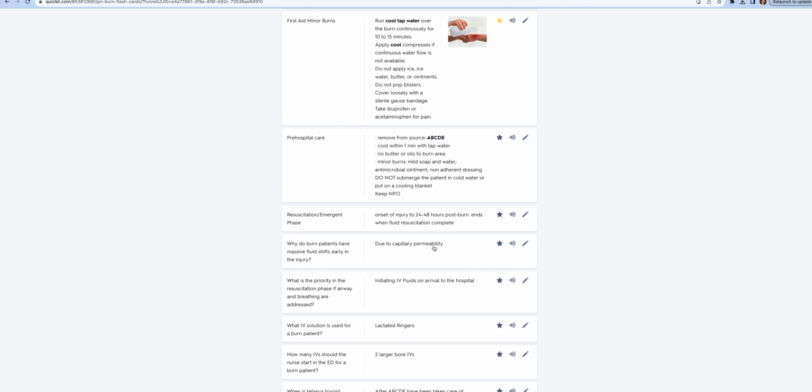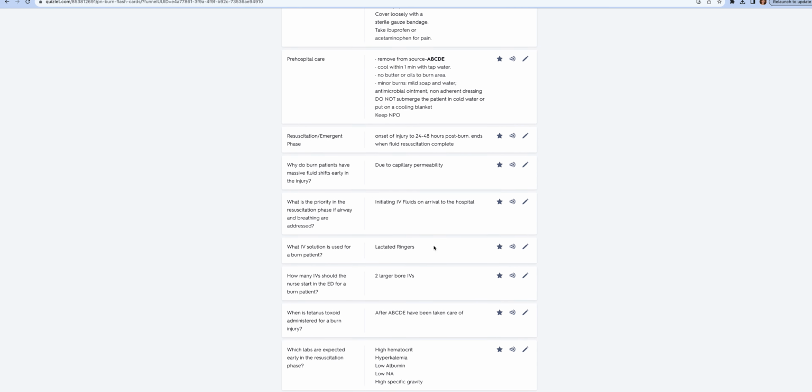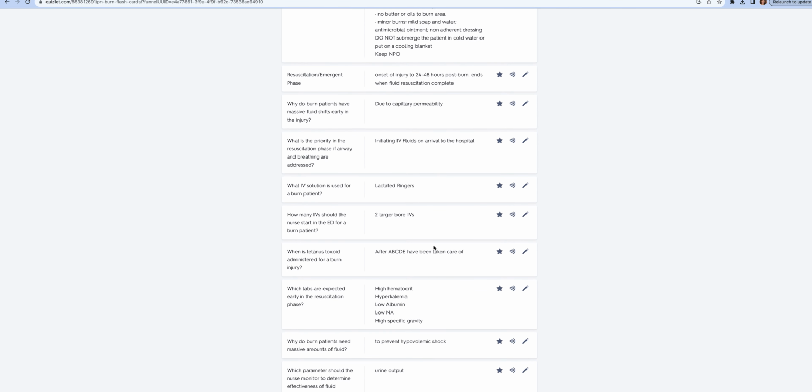So what happens when there's leaky capillaries is all the fluid is going to leak out of the capillaries, and the patient's going to be massively edematous. But the problem is there's no fluid in the vascular space. That's why we give massive amounts of fluid in the resuscitation phase. So one of your goals when the patient comes in is to get 2 large bore IVs inserted so that you can initiate the IV fluids on arrival to the hospital. You've got to start them right away. The solution that is used is lactated ringers because it's most like plasma. I told you about inserting the IVs.